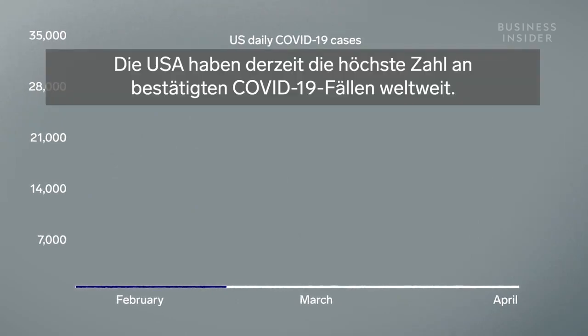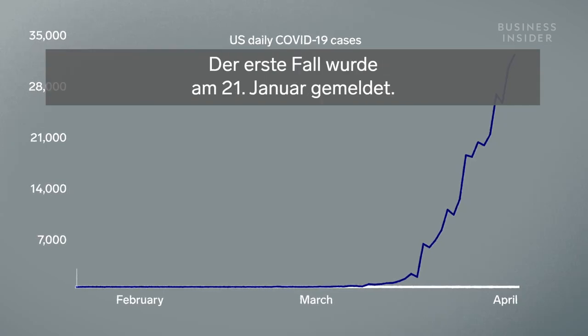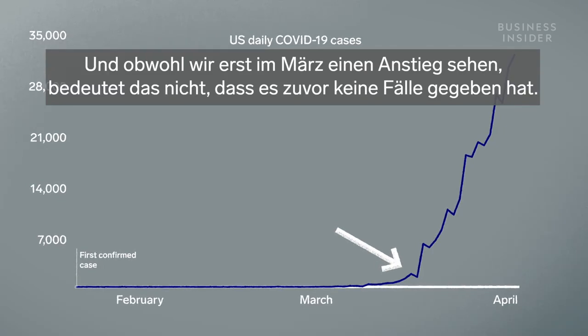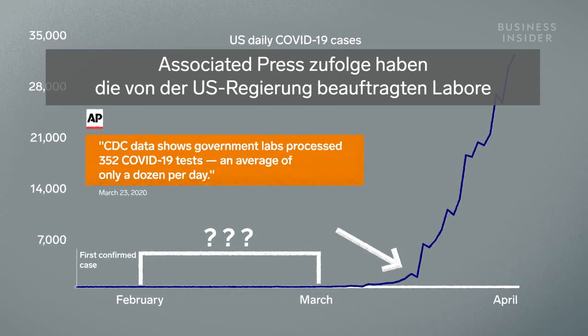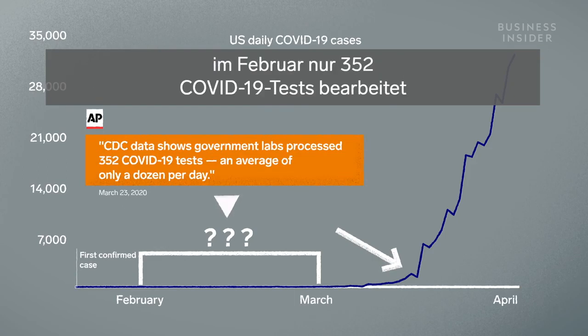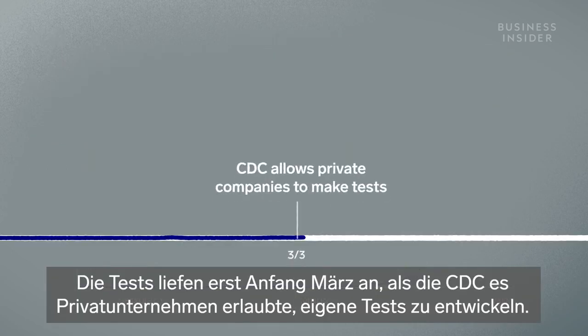The US currently has the highest number of confirmed COVID-19 cases in the world. Its first case was confirmed on January 21st. And while we don't start to see a spike until March, that doesn't mean there weren't cases before that. They likely went undetected due to a lack of testing. According to the Associated Press, US government labs processed only 352 COVID-19 tests in all of February. Testing only ramped up in early March when the CDC started to allow private companies to develop their own tests.